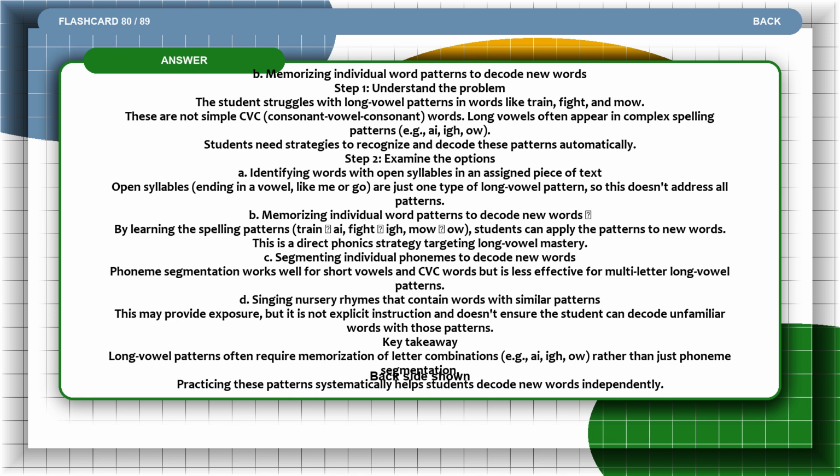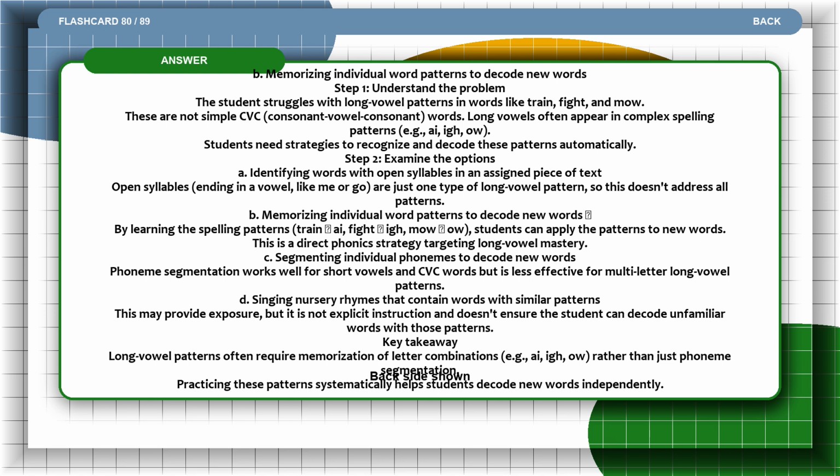Step 2. Examine the options. A. Identifying words with open syllables in an assigned piece of text. Open syllables ending in a vowel, like me or go, are just one type of long vowel pattern, so this doesn't address all patterns. B. Memorizing individual word patterns to decode new words. Correct.